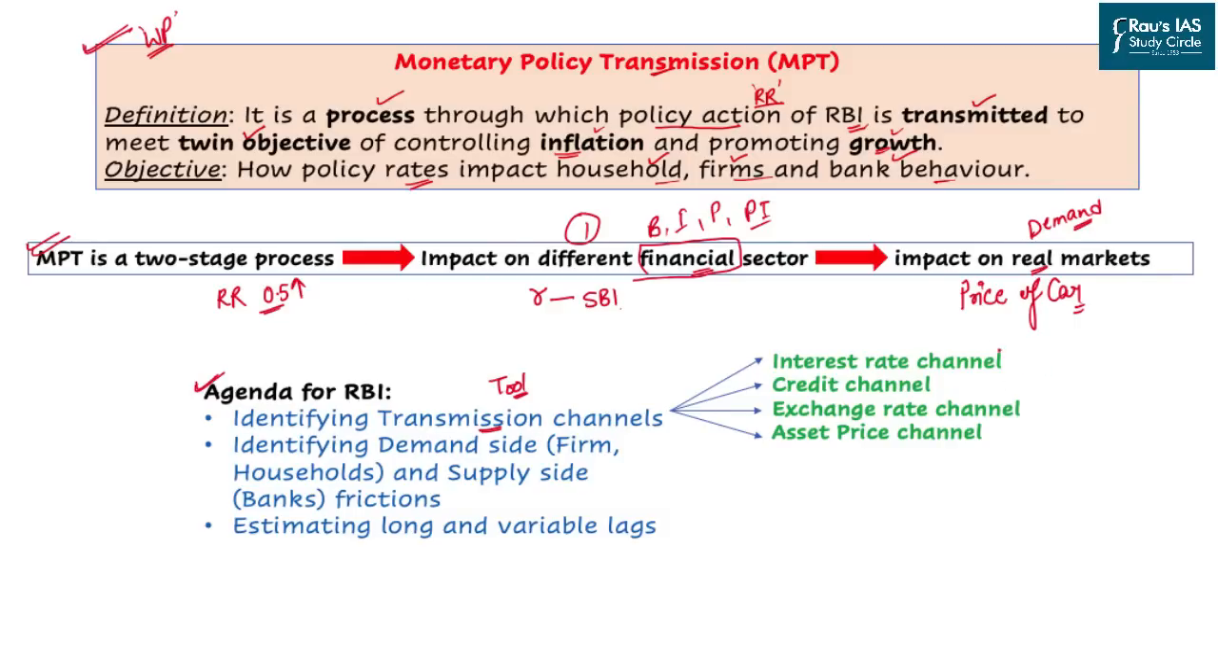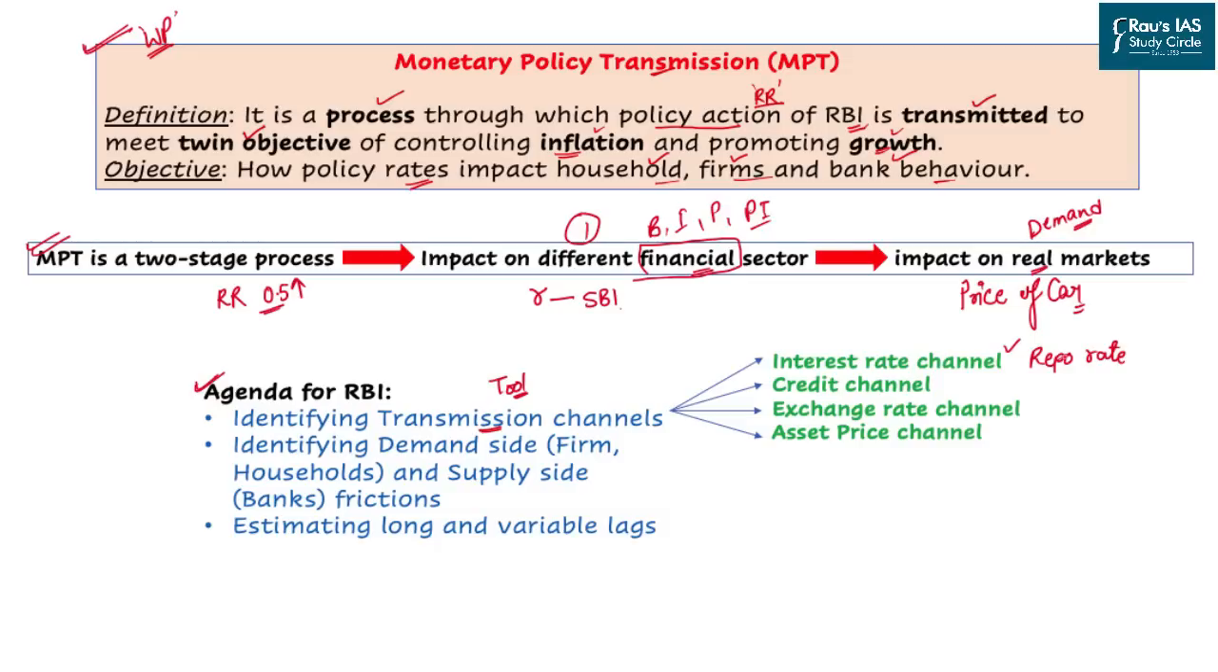The first one is interest rate channel. In this, we have repo rate tool. So RBI can increase or decrease repo rate to go for monetary policy transmission from itself to the final consumer.